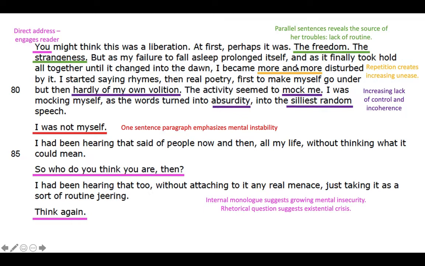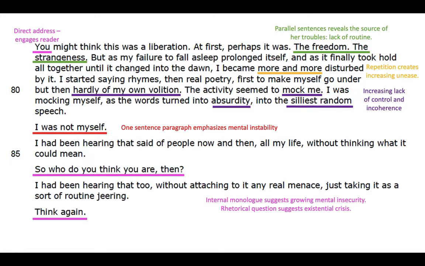I became more and more disturbed by it. The repetition creates an increasing unease, okay? And this increasing lack of control and incoherence. This is a moment now where she's really starting to lose her mind. She's starting to say rhymes, real poetry, first to make myself go under, but then hardly of my own volition. So she's saying basically, my mind is saying these poems and I don't even want it to, it's just doing it. The activity seemed to mock me. I was mocking myself as the words turned into absurdity, into the silliest random speech. So there's just this increasing lack of control and incoherence.